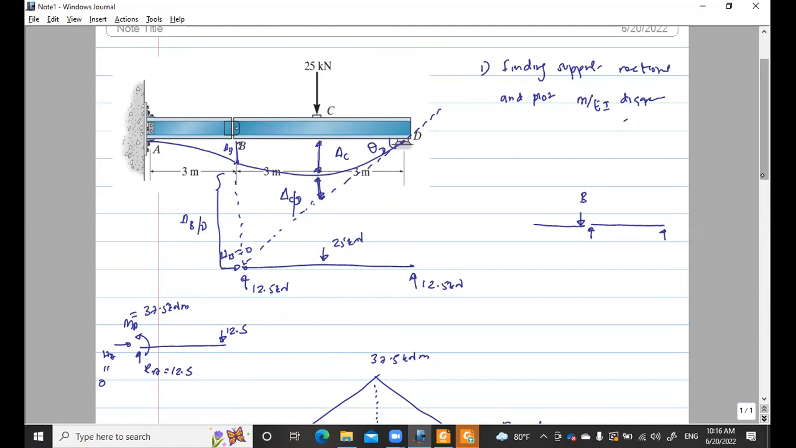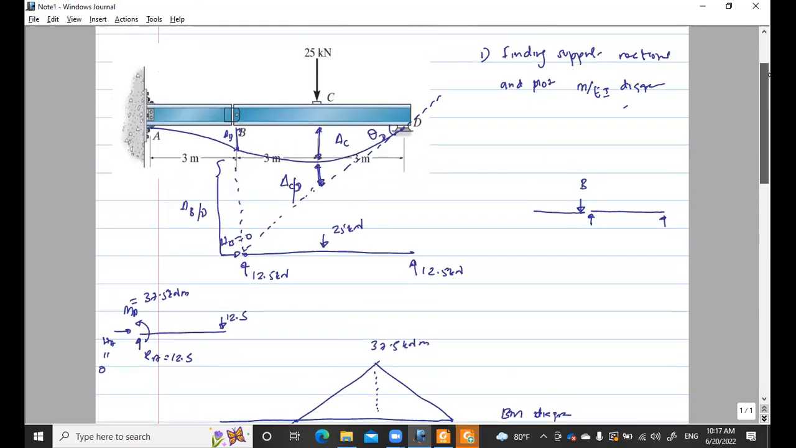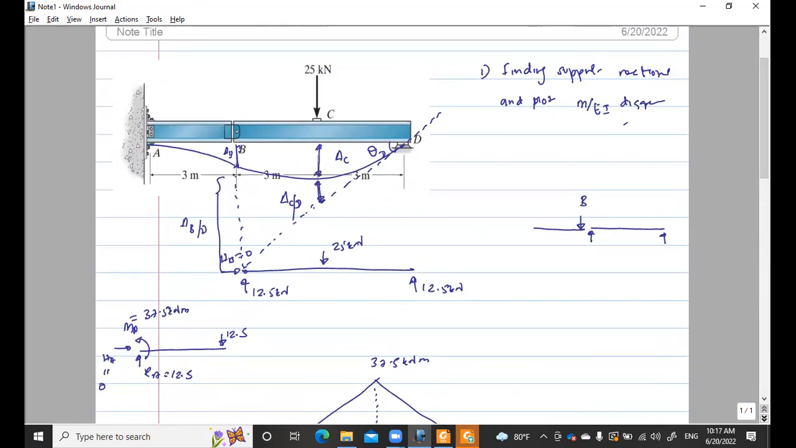So tan theta D is equal to delta B plus delta BD over 6, because we know this delta B and we know this delta BD. If you sum that, it will help us get tan theta D. Tan theta D is equal to delta B plus delta BD over the distance between B and D, which is 6 meters.